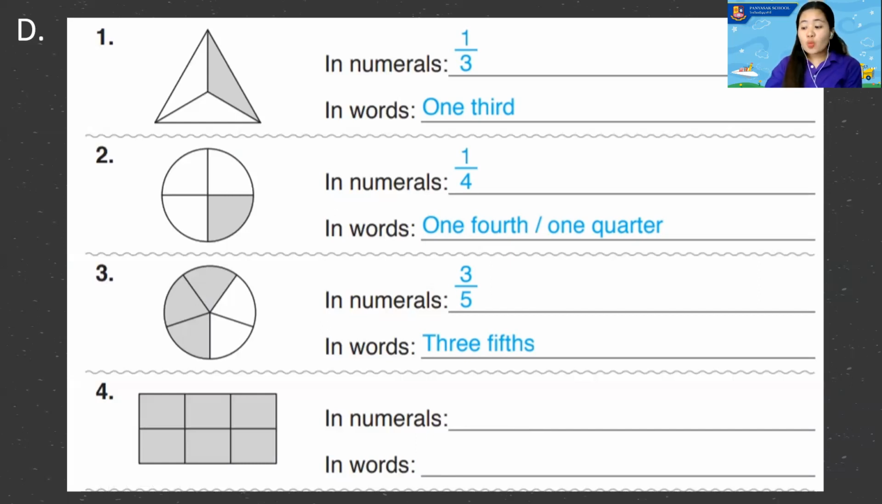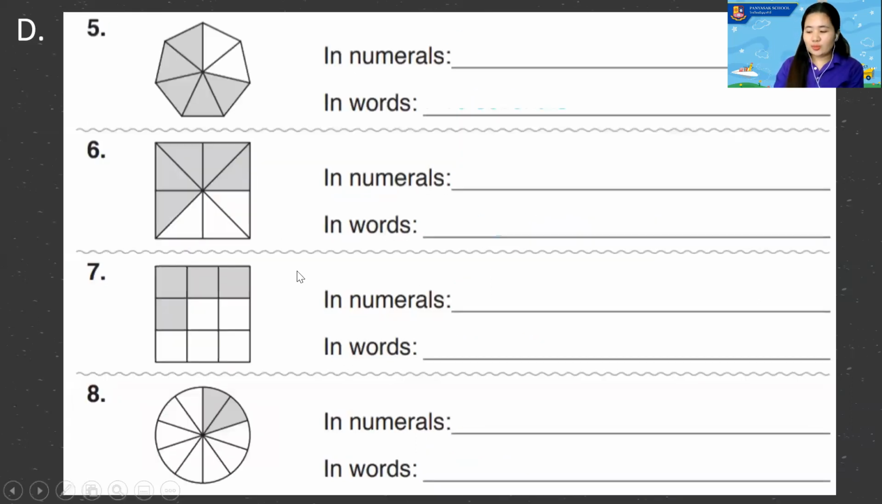How about number 4? In numerals, how many shaded parts are there? 1, 2, 3, 4, 5, 6. How about the total? 1, 2, 3, 4, 5, 6. The same. So what is our answer? That is 6/6. How will you write that in words? That will be six sixths, with THS on the second one. Very good.